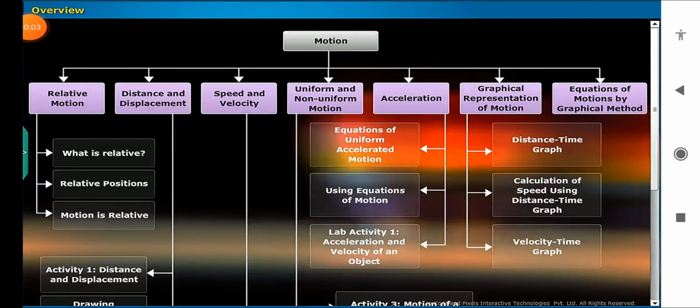This slide presents the overview of the chapter.